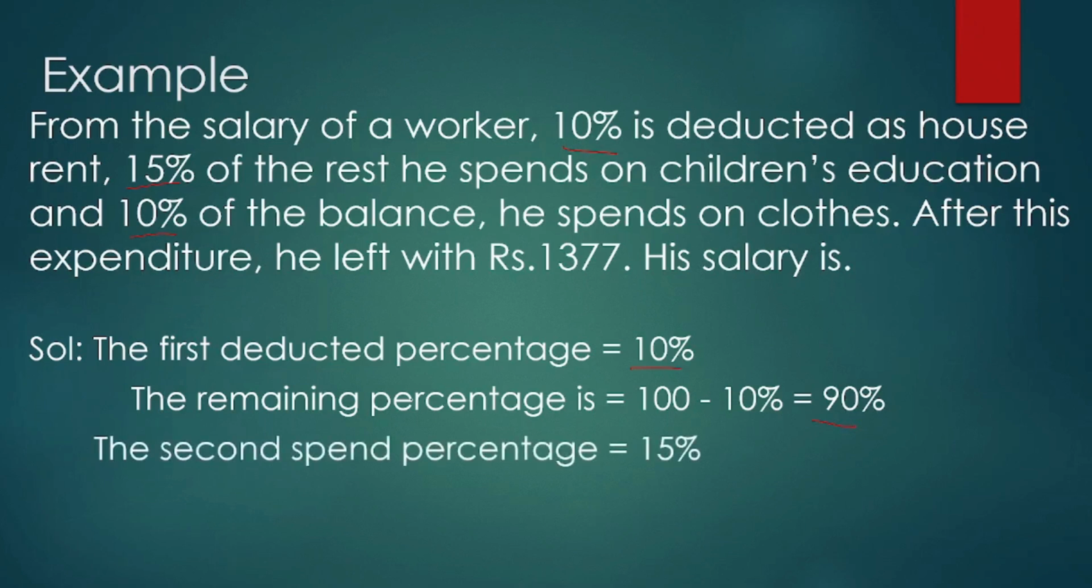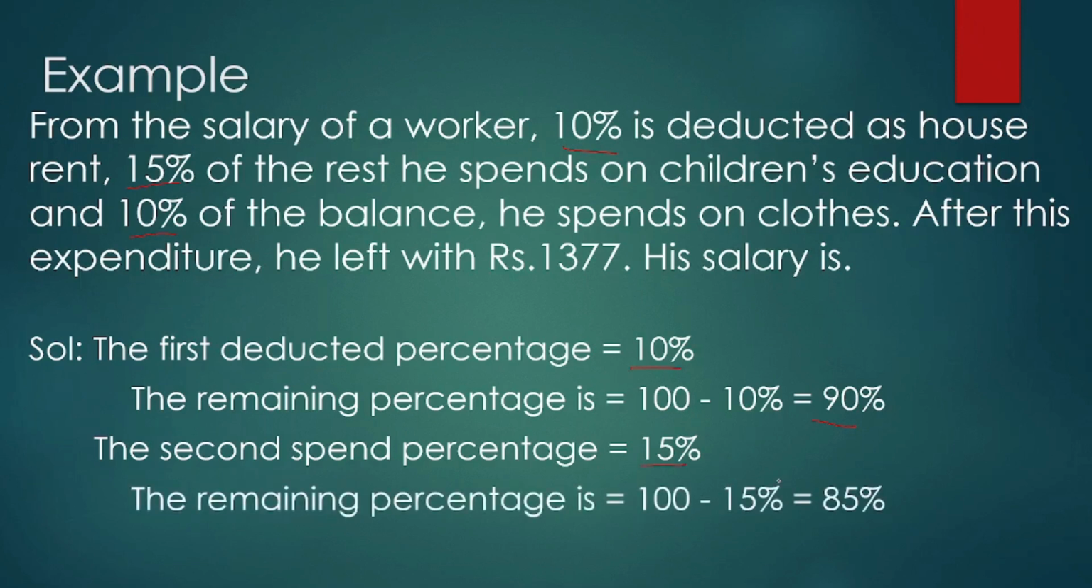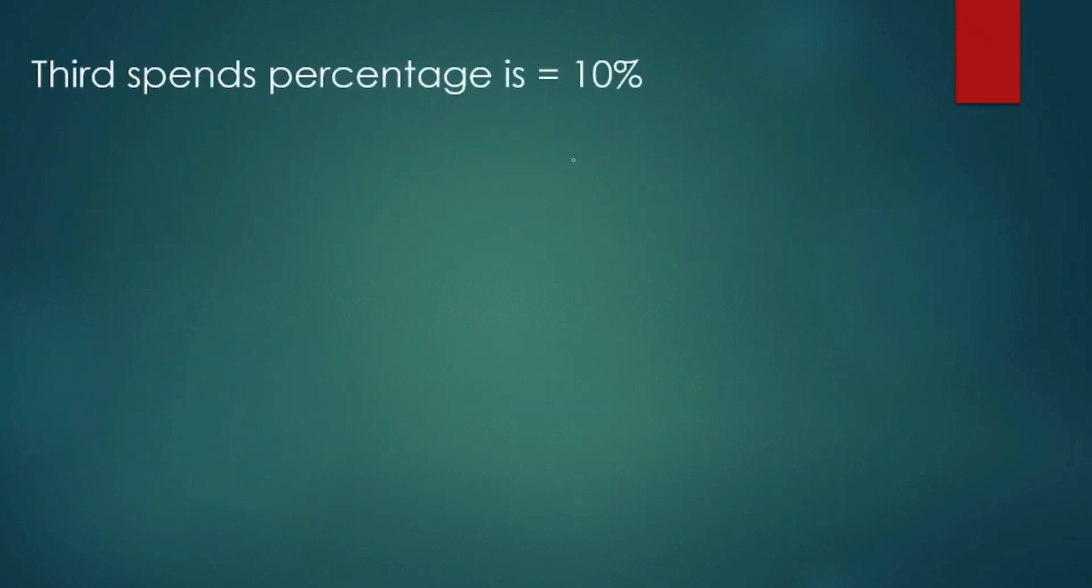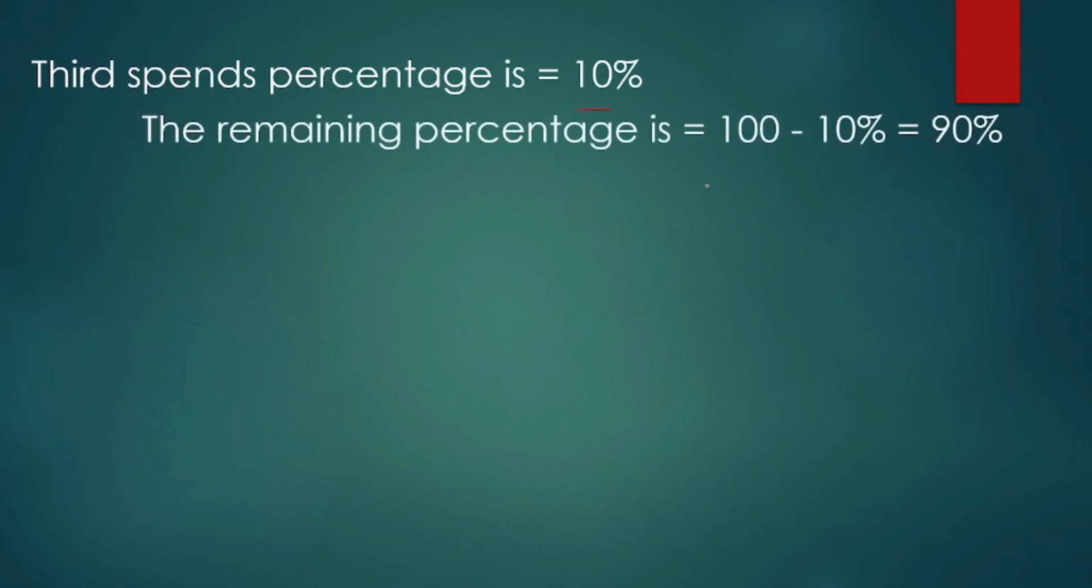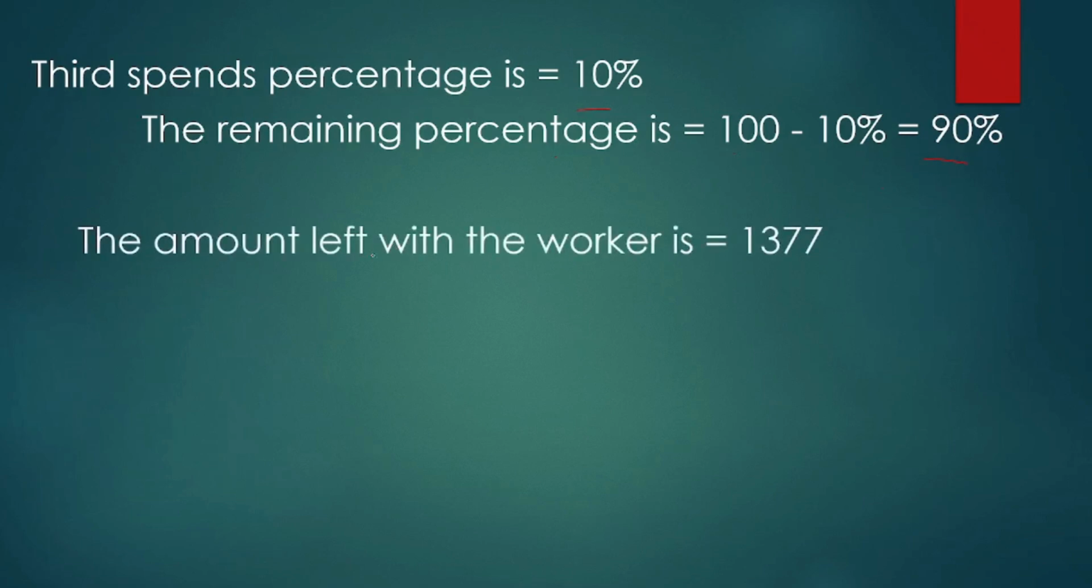Similarly, for the second transaction, he spent on children's education 15%. So the remaining percentage here is 100 minus 15, 85. And in the third transaction, he spends 10% and the remaining percentage in this is 100 minus 10, 90%. So the amount left with the worker is 1377.